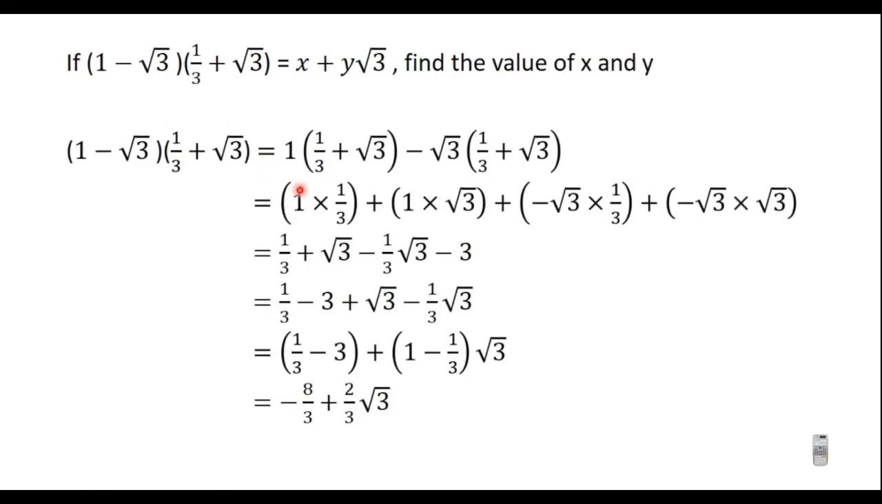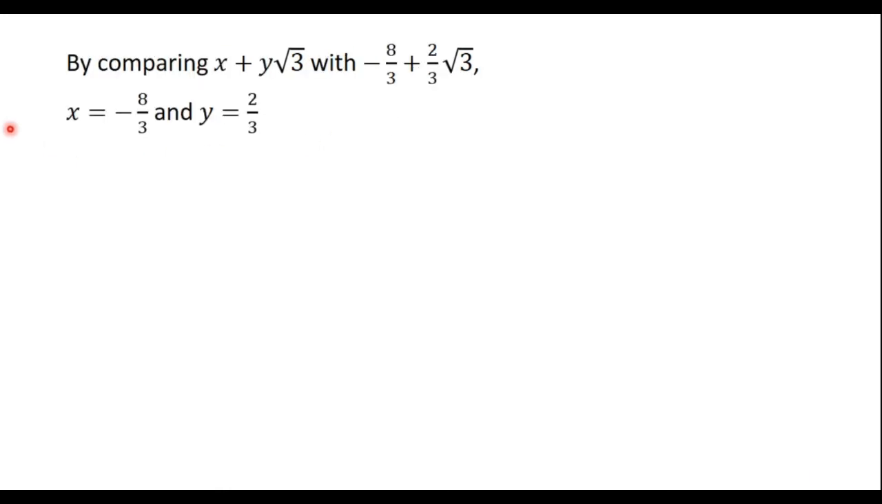So when the question is given to you in this way, all you need to do is to first expand the bracket, then you simplify, and you compare your final answer with what the question gave you. So after comparing, we know that x will give us minus 8/3 and y will give us 2/3.